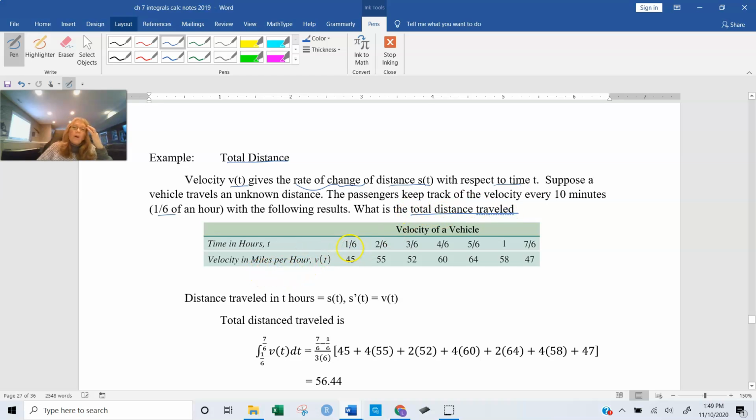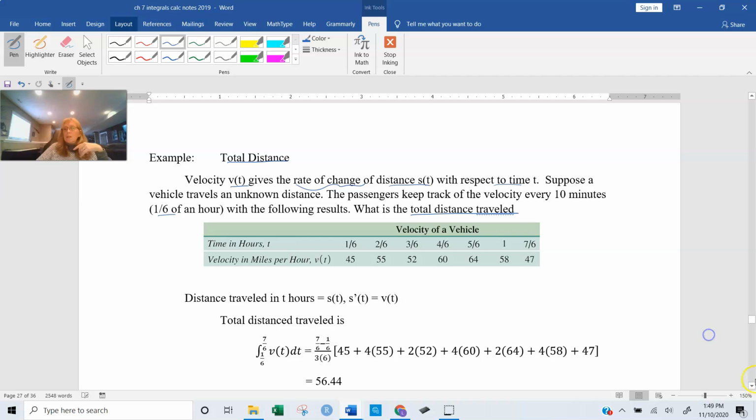All right. So in 1/6 of an hour, the velocity is 45. At 2/6 of an hour, it's 55. At 3/6, they're going 52. At 4/6 of an hour, they're going 60. At 5/6 of an hour, they're going 64. At 1 hour exactly, they're at 58. At 1 hour and 10 minutes, or 7/6, they are at 47 miles per hour.